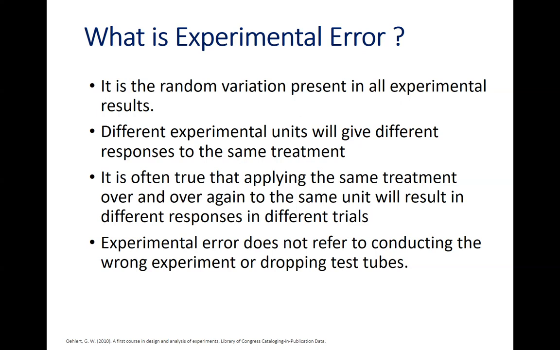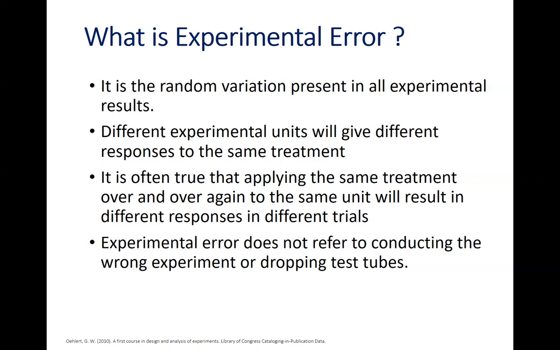It's often true that applying the same treatment over and over again to the same experimental unit will result in different responses in different trials. So basically, if you have a reactor and apply a temperature of maybe 50, 30 degrees, you need to compare this 50 and 30 degrees C, and you repeat the actual experiment many times, you can actually have experimental error.